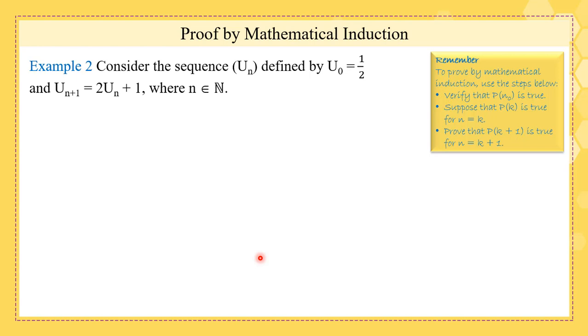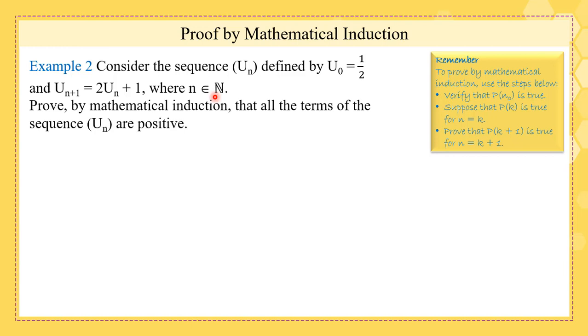Let's take another example. We have the sequence un defined by u0 is 1 over 2, and un plus 1 is 2 un plus 1, where n is a natural number. Prove by mathematical induction that all the terms of un are positive. Now here the question is not that clear. Let's see. The question is to prove that un is greater than or equal to 0.